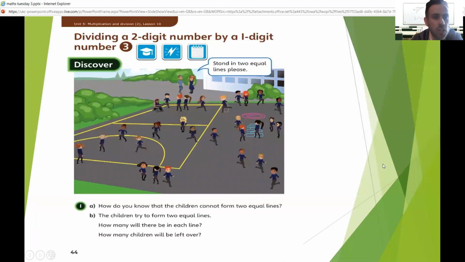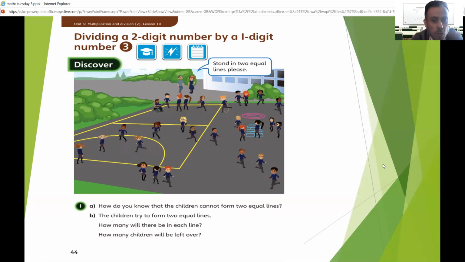Okay, so some Power Maths stuff now. We're still doing dividing a two-digit number by a one-digit number. And today we're on the playground. Brilliant. It's been a long time since I was on the playground. I'm going to go through 1A, and then I'll tell you the answer for that. And then I'll come back and do 1B as well.